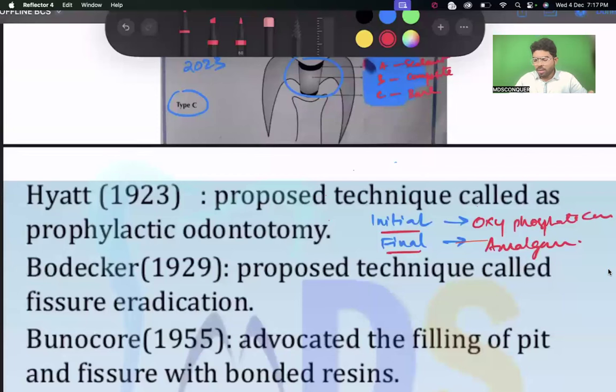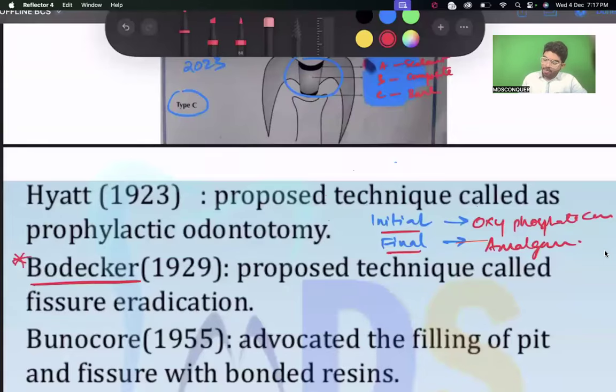So they can ask you, which of the following cements is used in this prophylactic odontotomy procedure done by Hayat long back? Your answer is oxyphosphate cement. And the final restoration used in this prophylactic odontotomy is amalgam again. Fissure eradication technique was given by Bodecker.